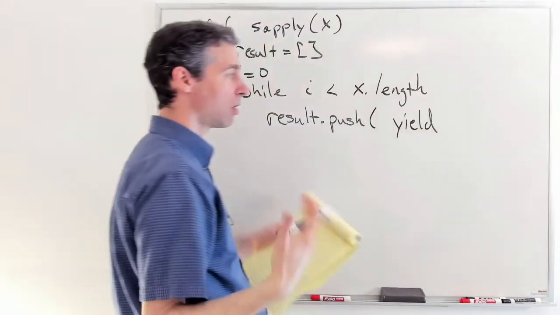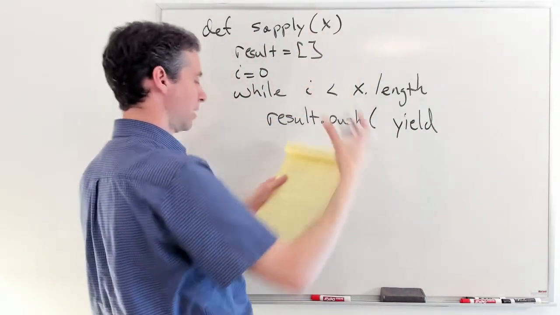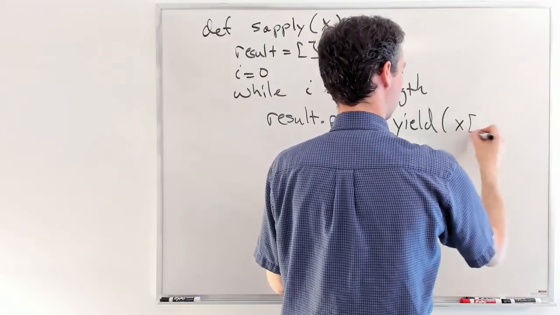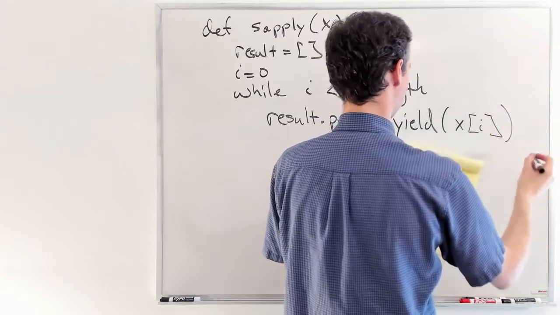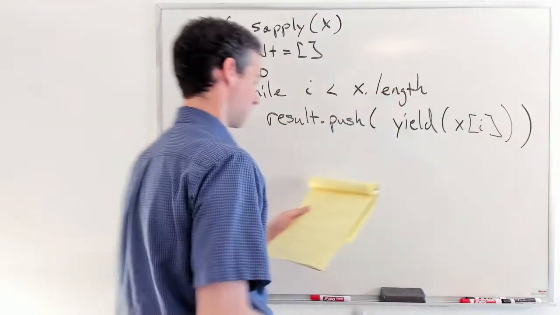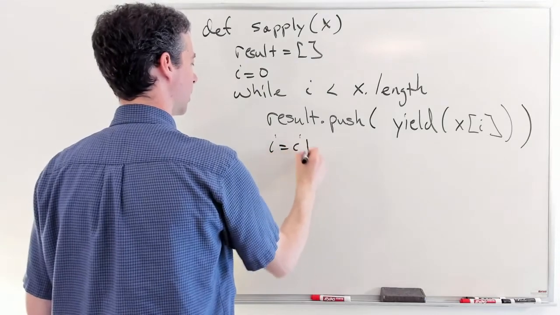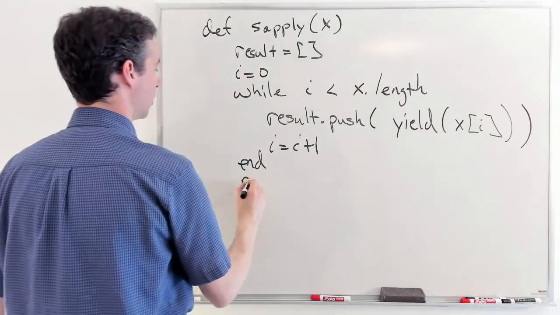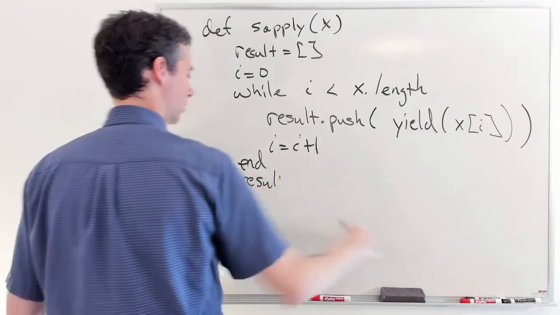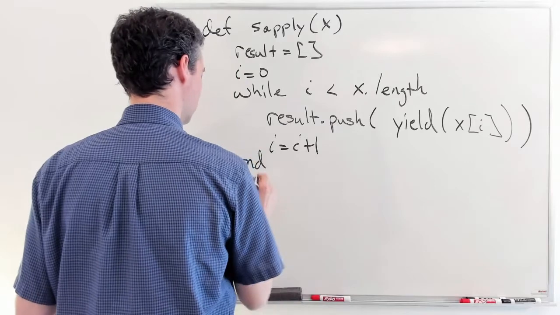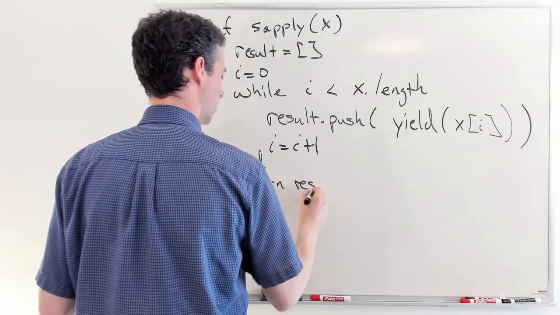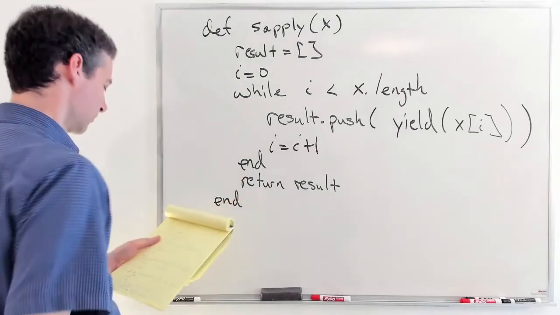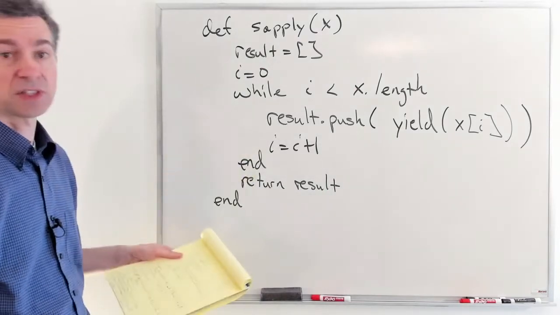yield. So we're going to call a block that's being passed into sapply. And what we're going to pass to the block is x of i. Okay. And then we'll go i is equal to i plus 1. End. And then when we're done with the loop, we are going to return our result and end our method. Okay, so let's see this in action.